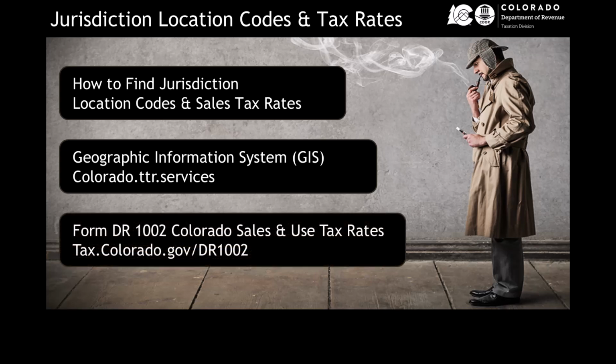Sales tax rates can also be referenced on the Colorado Sales and Use Tax Rates, Form DR1002, which is updated every 6 months on January 1st and July 1st. Links to the DR1002 form, the GIS system, and GIS support contact information are included in the Important Links document for this webinar.